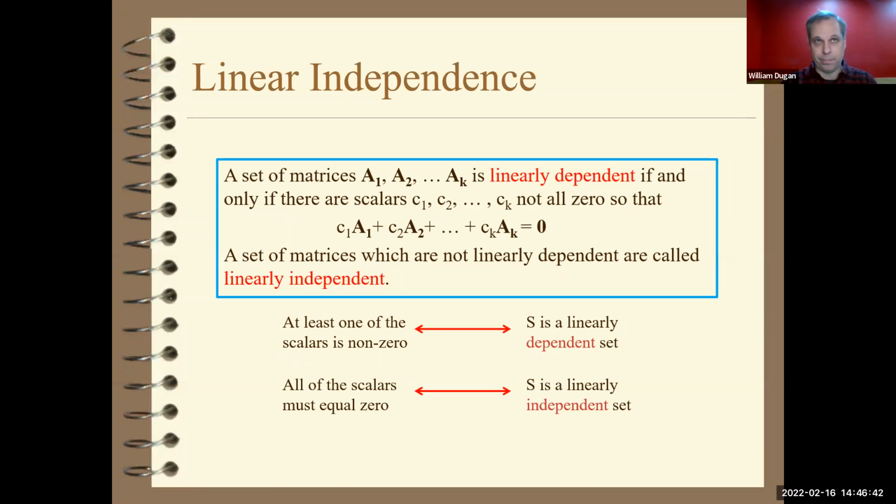If this is not possible, we then say that that set of matrices are linearly independent. So just have this nice correspondence: if at least one of the scalars in the linear combination is non-zero, that means the matrices A1 through AK are called linearly dependent. If they all must be zero, if you have a linear combination of these matrices that adds up to zero, and the only way that can be done is if all the scalars are zero, we call those matrices linearly independent. It's the exact same results we had before.